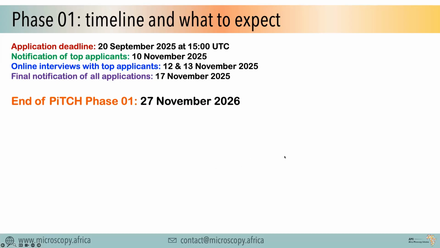The end of PiTCH phase 1 is the end of November, so roughly the 27th of November 2026, so next year November. Okay, and at this point we will be hoping for a mentorship report so that we can follow up on everything that has happened in the preceding 12 months, and we can find ways of improving PiTCH in the future as well. So what happens between the start of the program and the 27th of November 2026?